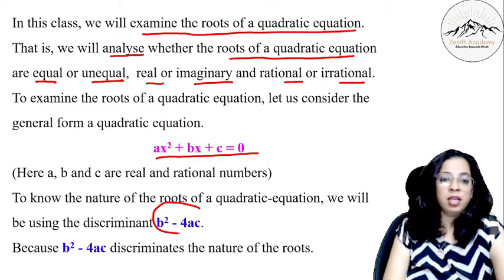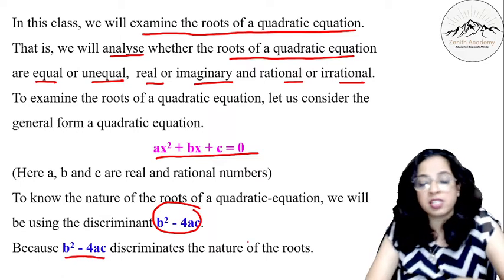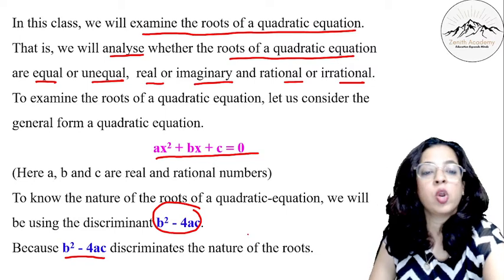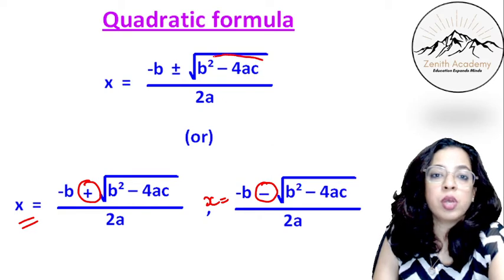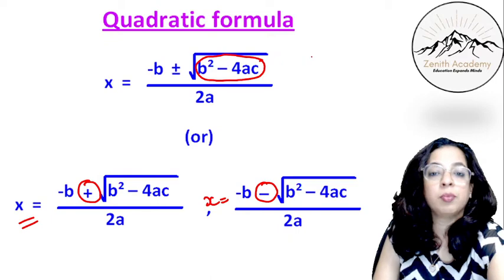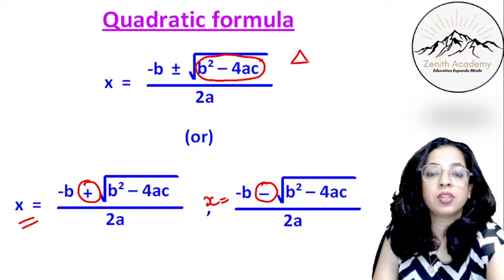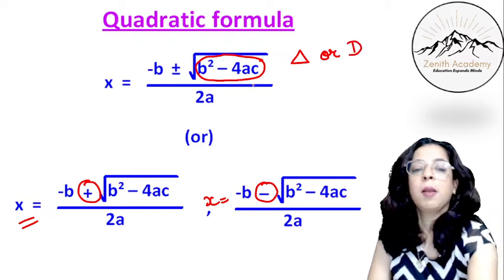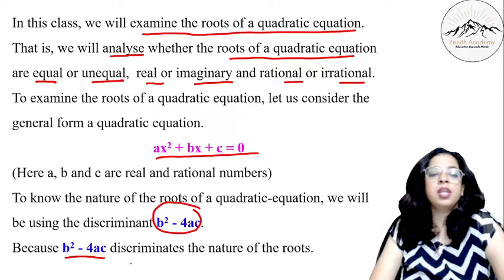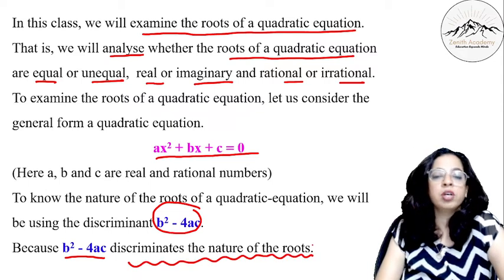To know the nature of the roots of the quadratic equation, we will be using the discriminant. I've already told you about the discriminant, because b square minus 4ac discriminates the nature of roots. That is why it is called discriminant. Whatever is there under the square root, b square minus 4ac, is known as the discriminant. It is denoted by this triangle or capital D. Why do we call it discriminant? Because this is the one which discriminates the nature of the roots.